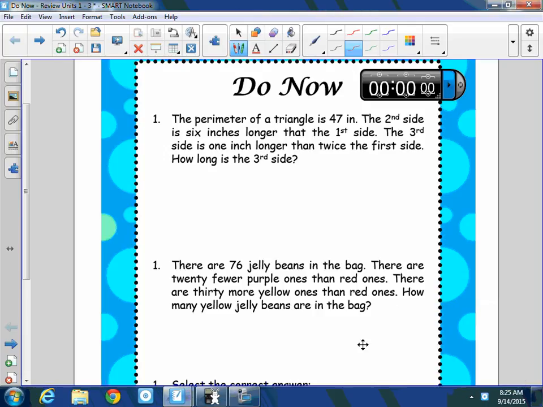The perimeter of a triangle is 47 inches, okay? So 47 needs to be circled. The second side is 6 inches longer, so we have 3 sides because it's a triangle, correct? So that would be side 1, 2, and 3.